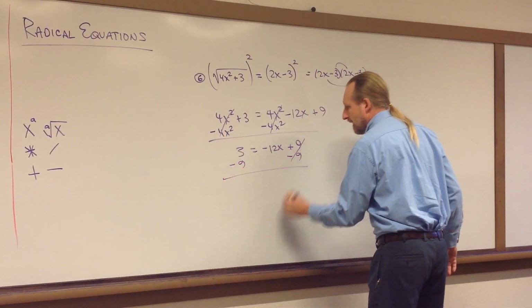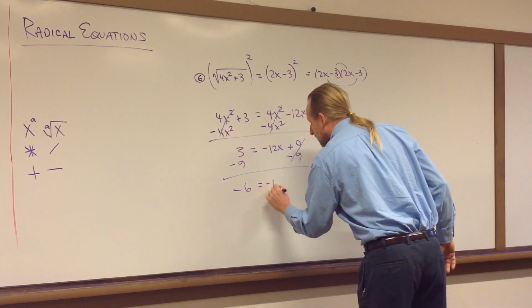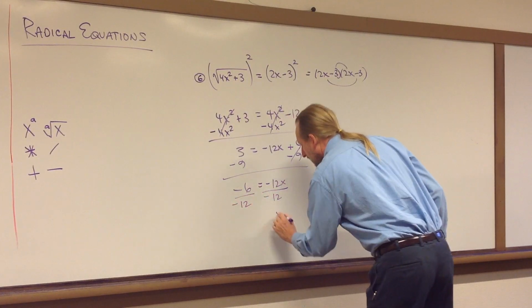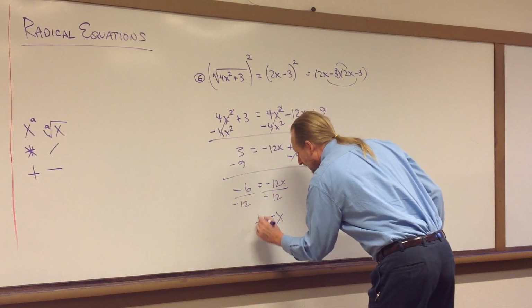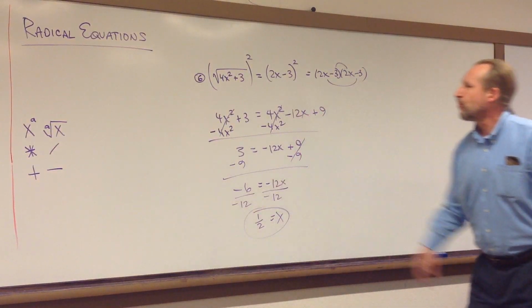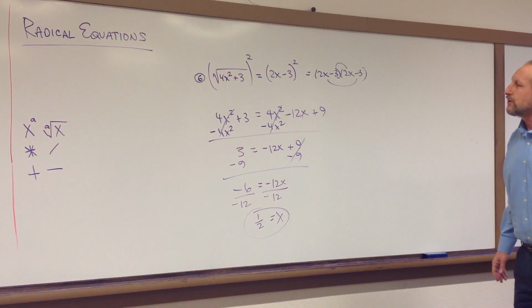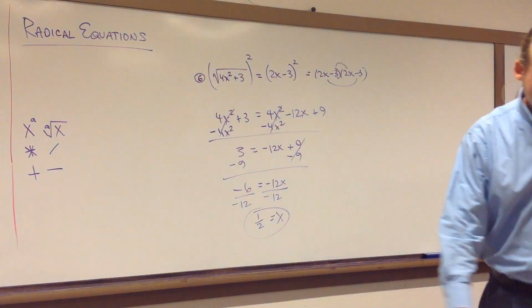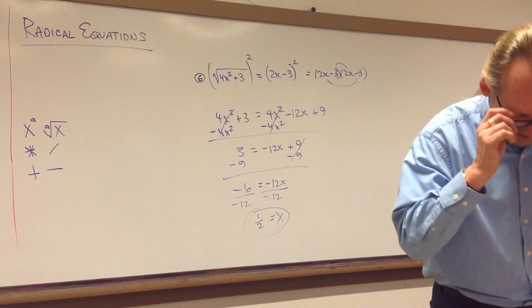Now we just subtract 9 on both sides. Negative 6 is negative 12x. Divide on both sides by negative 12. And x is 1/2. You can call it 0.5 if you want to. Either way, that's the answer. Okay. So that's problem 6.